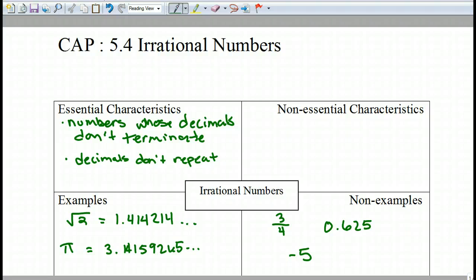An example of that would be the square root of 2. Notice that it is 1.414214, blah, blah, blah. It goes on forever. It's random. Pi is the same way. Those are examples of irrational numbers. Some examples of rational numbers are 3/4 and 0.625. Notice it stops. Negative 5.3 repeating would be a non-example.